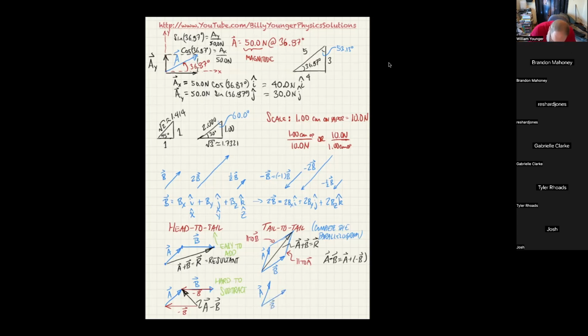Now, negative B turns out to be that guy. And now you can see that this is A minus B.